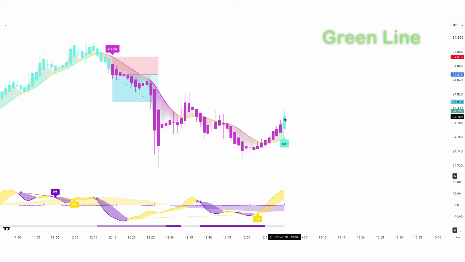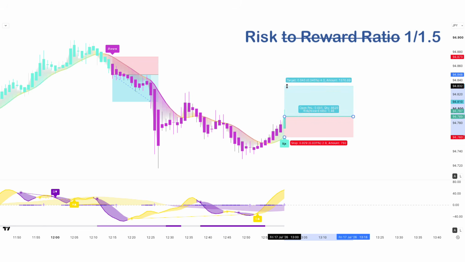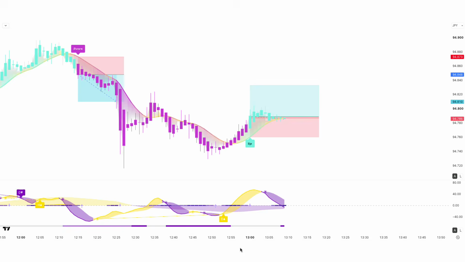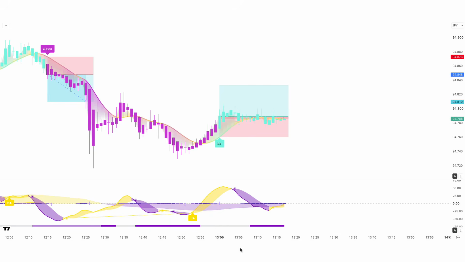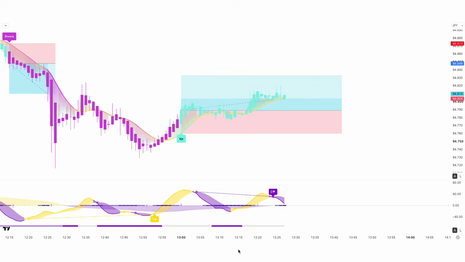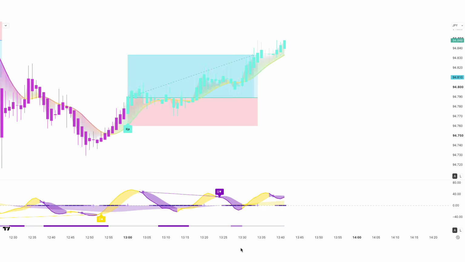Our stop loss is to be placed at the green line, and the risk-to-reward ratio will be 1:1.5. Let's see what happens to our trade. Our trade is running in profit. We have won the trade. Let's find the next trade.